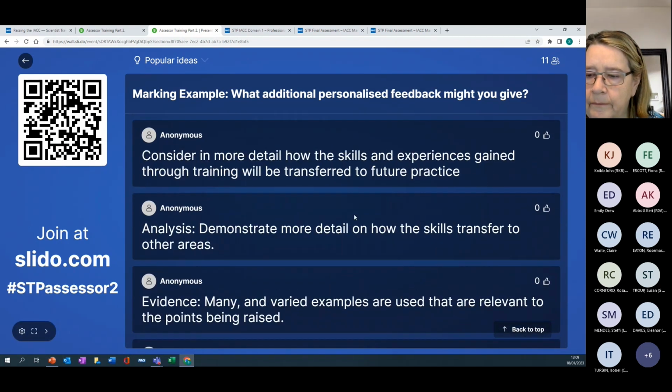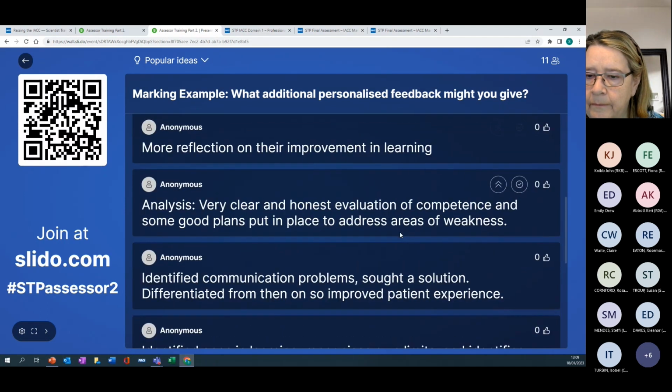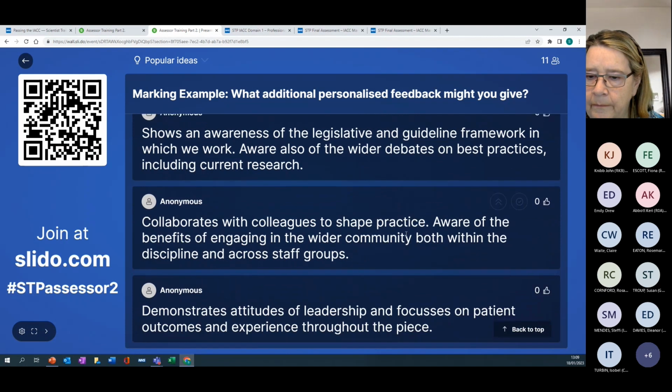Yeah. So it's giving that recognition, definitely, of what they've done well and what they might need to do slightly differently or to improve on. So that's brilliant. Okay.